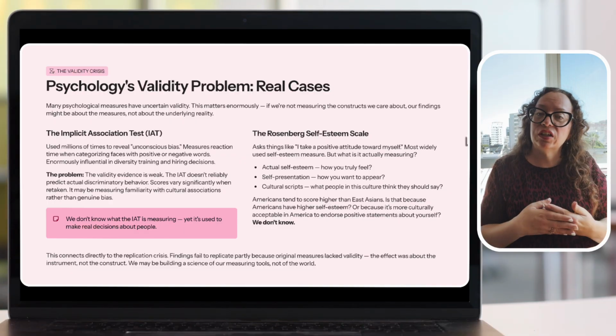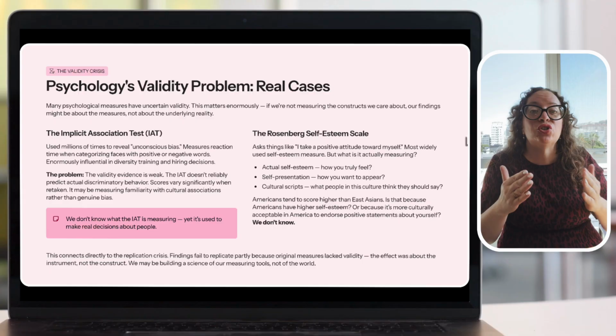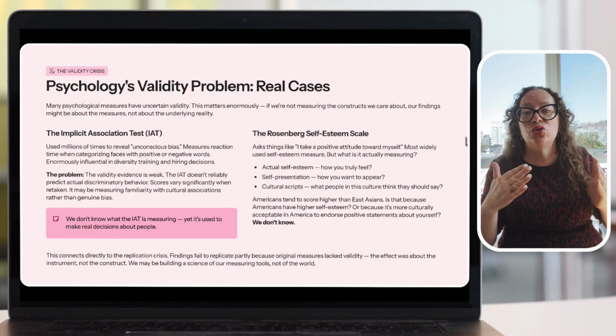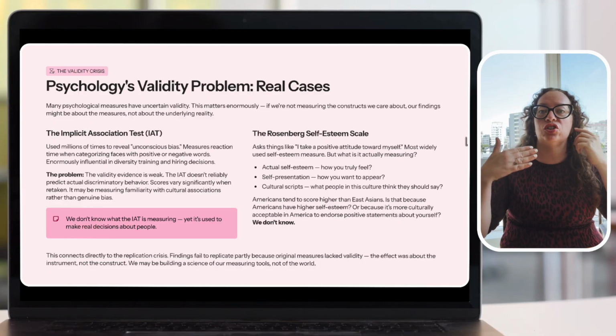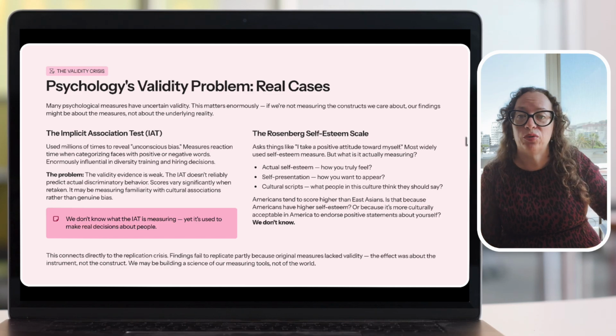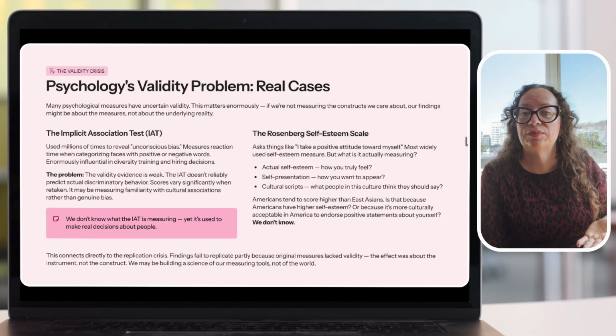We don't know. The validity is uncertain. And yet this measure is used to make real decisions about people, is used to tell people they're biased and racist. It shapes training programs that you could lose your job over, all based on uncertain validity.